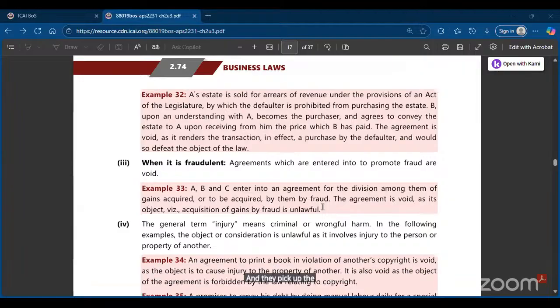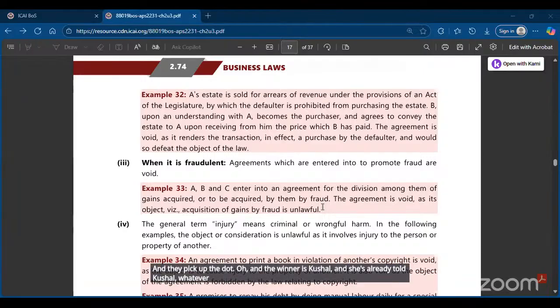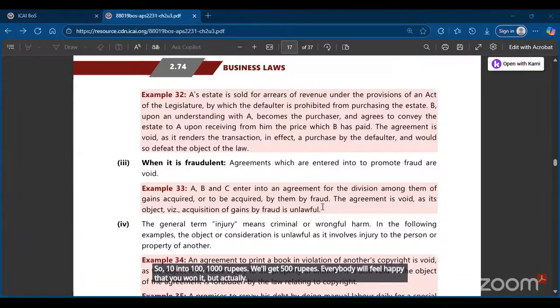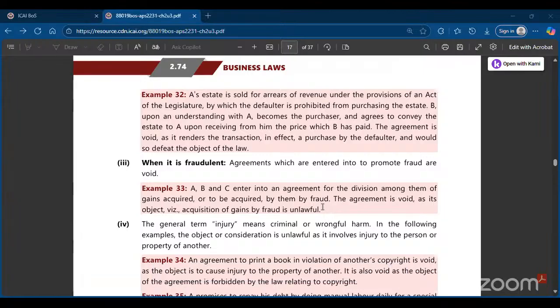And the winner is Kushal. And she's already told Kushal, whatever we win, I'll make you win, and we'll share it half. So 10 into 100, 1,000 rupees. We'll get 500 rupees each. Everybody will feel happy that you won it. But actually, it was a fraud. Correct?